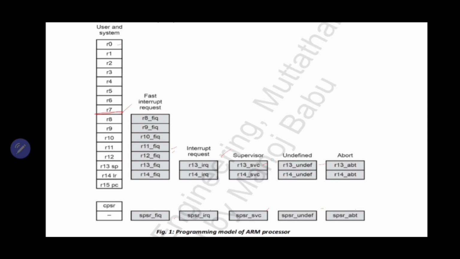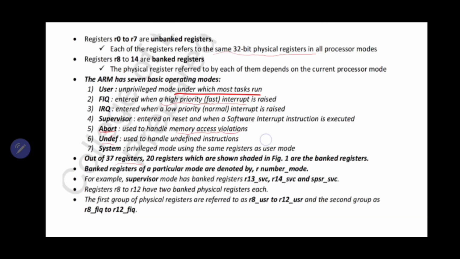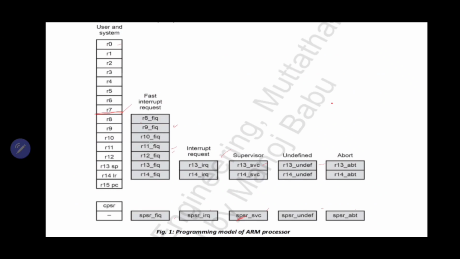For supervisor mode we use underscore SVC. This is the saved program status register, so it is the name of the register underscore the mode, where SVC means supervisor mode. This is how the banked registers are written: register underscore mode. For example, supervisor mode has banked registers R13_SVC, R14_SVC and SPSR_SVC. Registers R8 to R12 have two banked physical registers each.